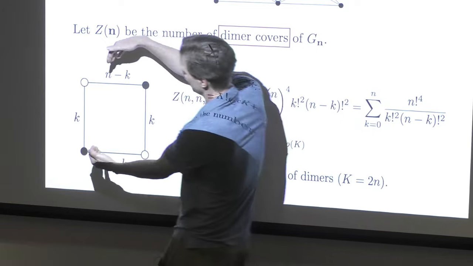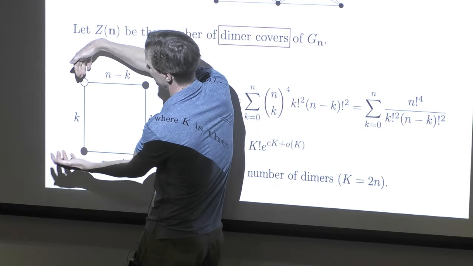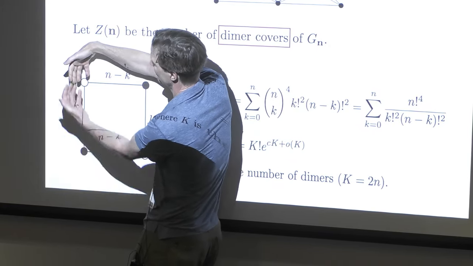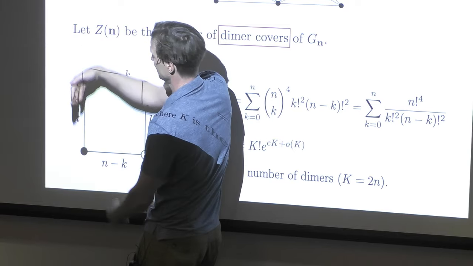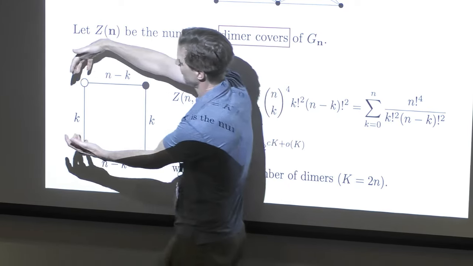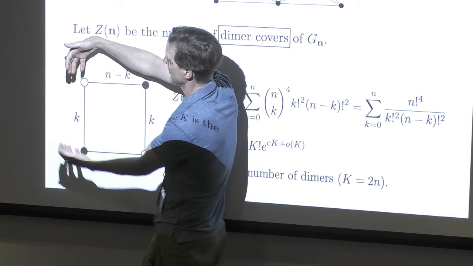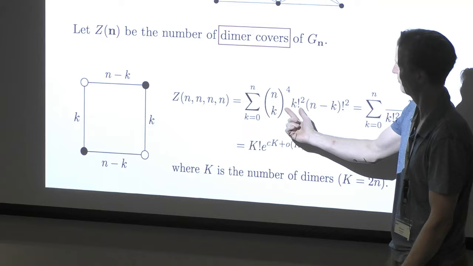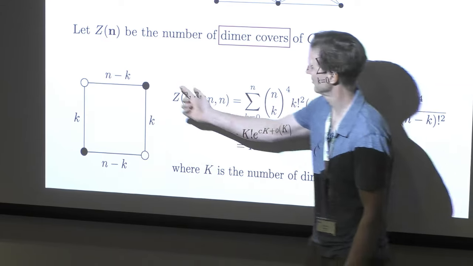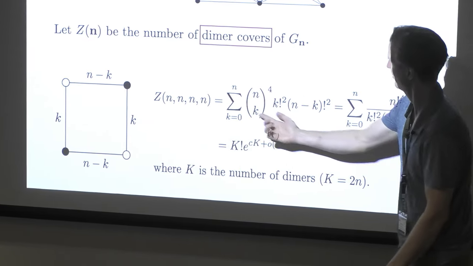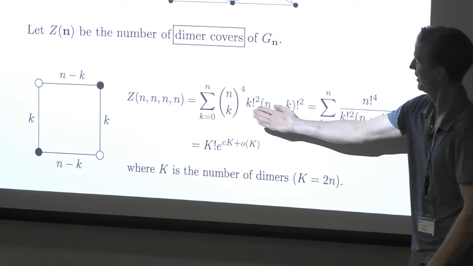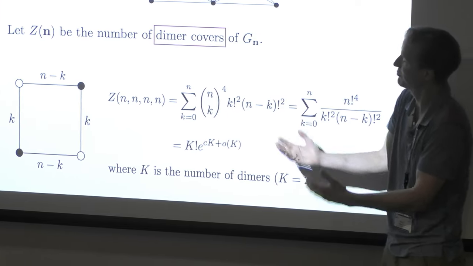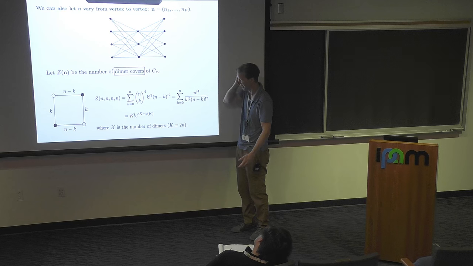That's a binomial coefficient. And there's four vertices, so we get the binomial coefficient to the fourth power. But then, once we've chosen which set of k vertices here and here are matched, we also have to choose the isomorphism between them. It's a complete bipartite graph, and there are k factorial ways to pair up those vertices. So for each edge we've got an appropriate factorial power. So that's the expression for the partition function, the number of dimer covers, and it simplifies to that.